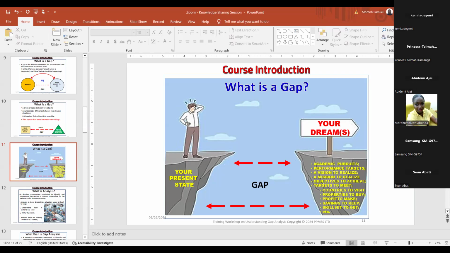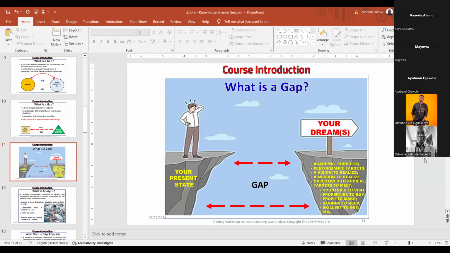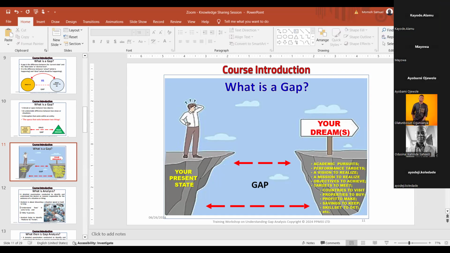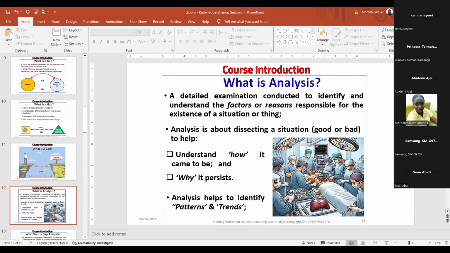But the concept here, the catch here, is that a gap is the vacuum between two things. In this case, we are looking at your present position and your aspirations, your goals, your objectives, the things you desire to achieve. So we'll be restricting ourselves to that definition throughout the duration of this training. Having examined the meaning of gaps, let's look at analysis.